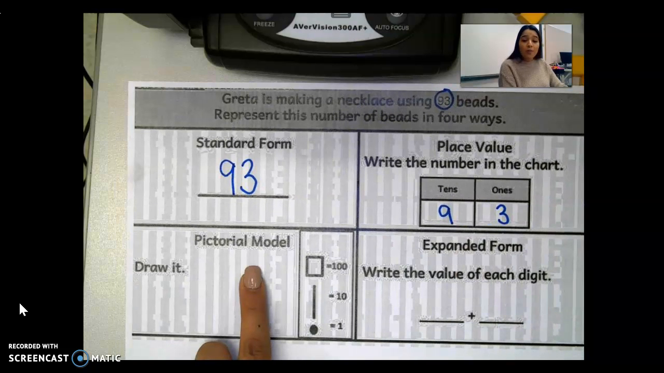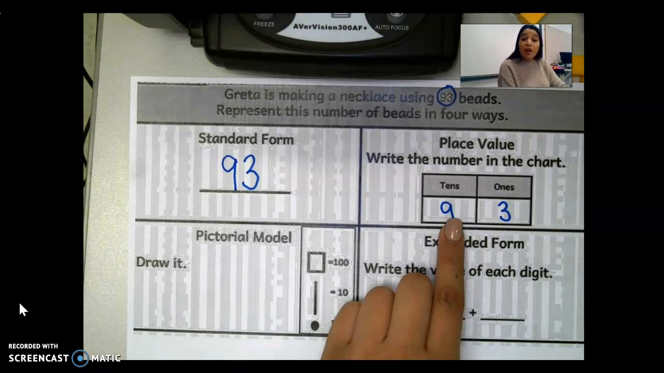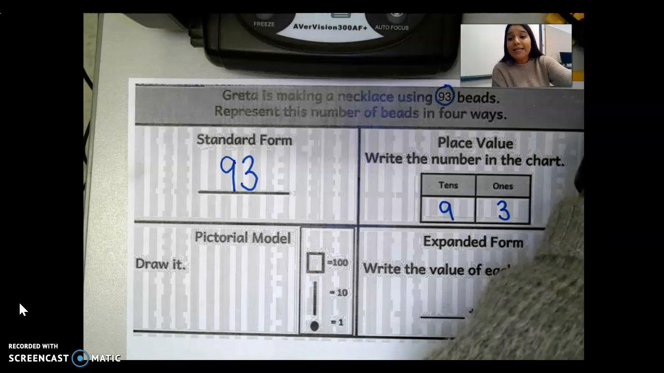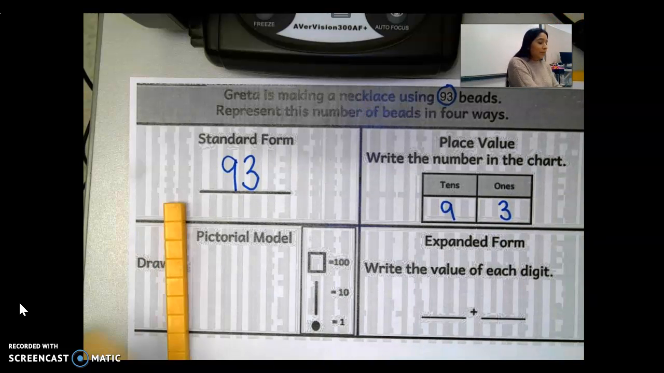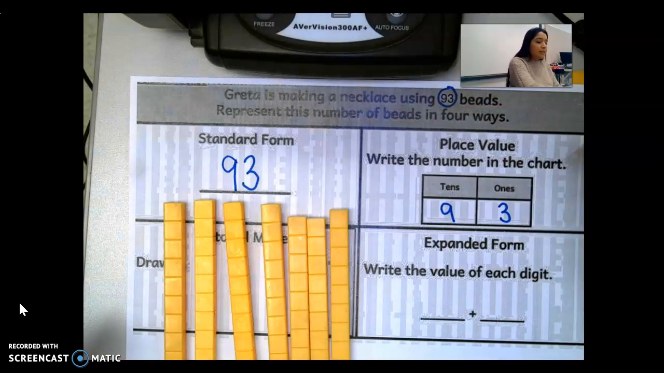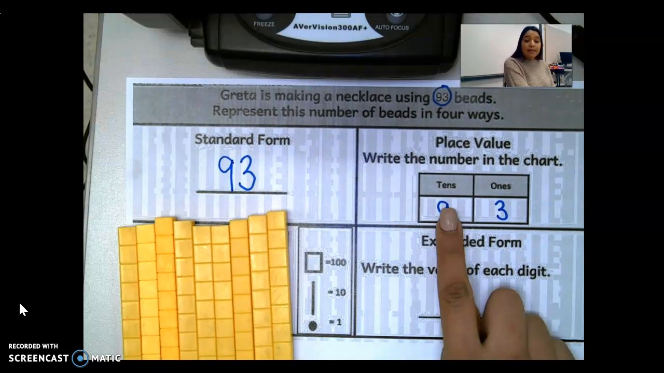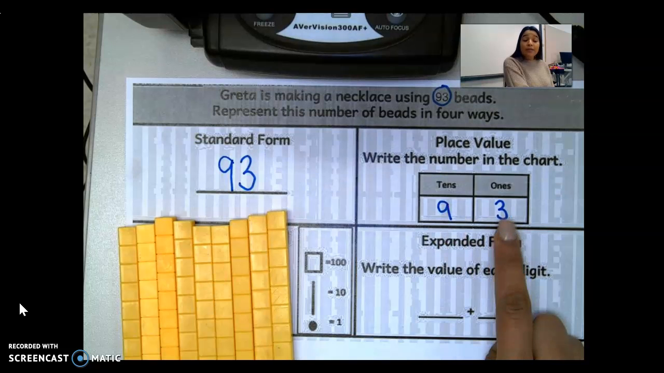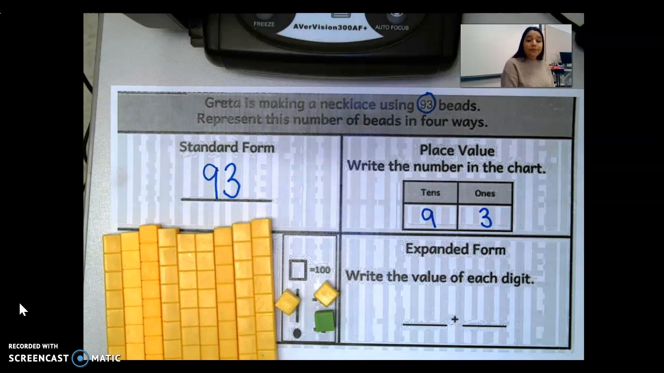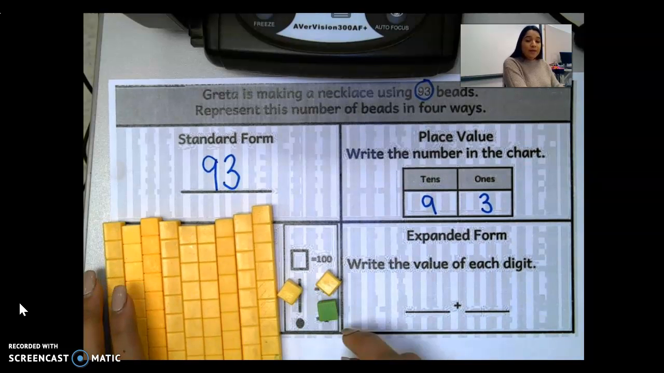Now our pictorial model. Draw it. But first I'm going to show it with base 10 blocks. So if we look at our place value chart, we know that there are 9 tens, so I'm going to grab 9 10 longs. 1, 2, 3, 4, 5, 6, 7, 8, 9. I have 9 10 longs, and how many ones? 3. Awesome. So we have 3 ones. So this is how it looks with our base 10 blocks. We have 9 tens and 3 ones.